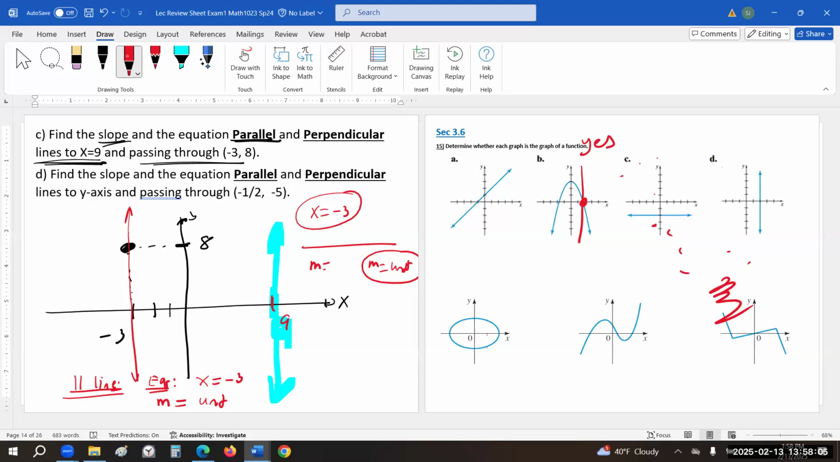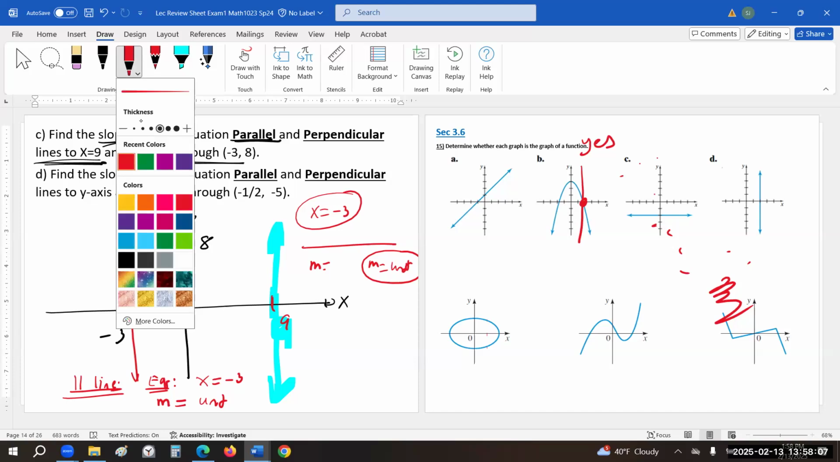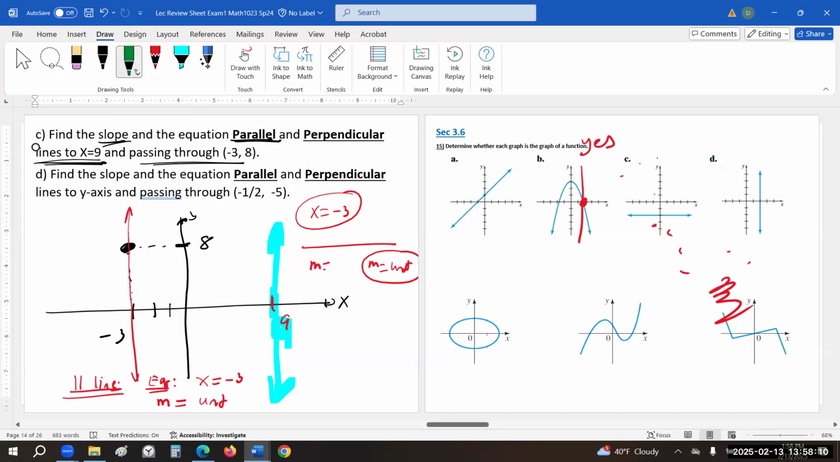Do you want me to do perpendicular? For perpendicular cases, we still have this point, but we need to draw a line that is perpendicular to this line and goes through this point. So how are you going to draw the line? This one, right? They meet at 90 degrees. A horizontal line. From here you see they have a 90-degree intersection, so this is the perpendicular line.